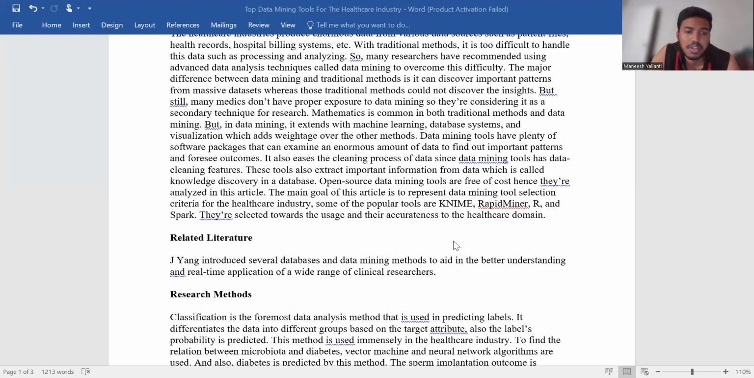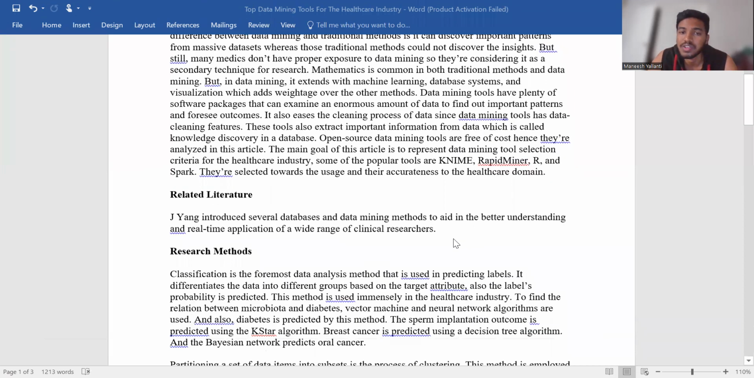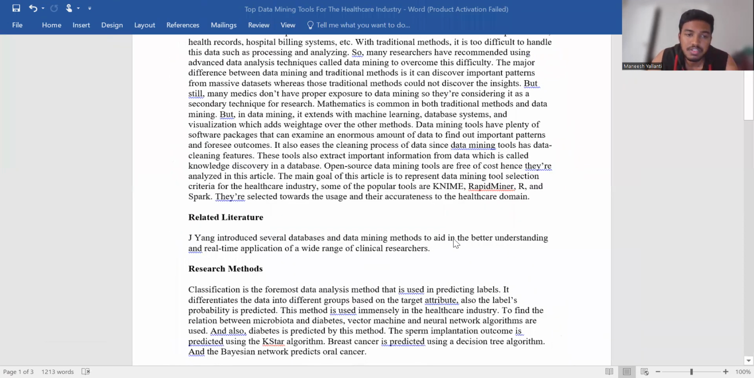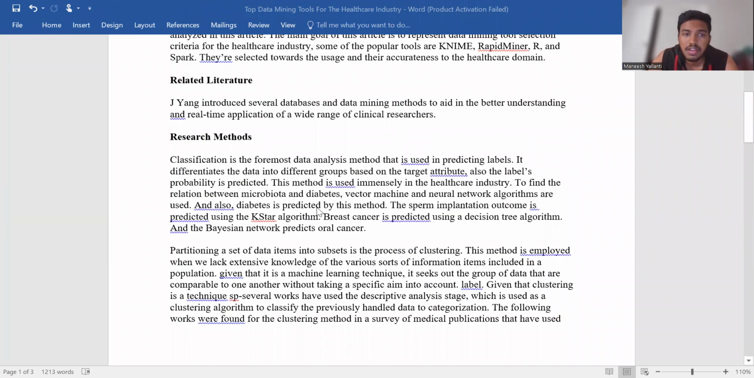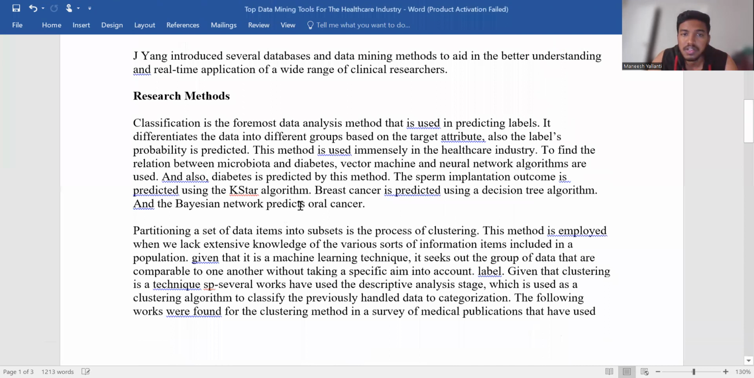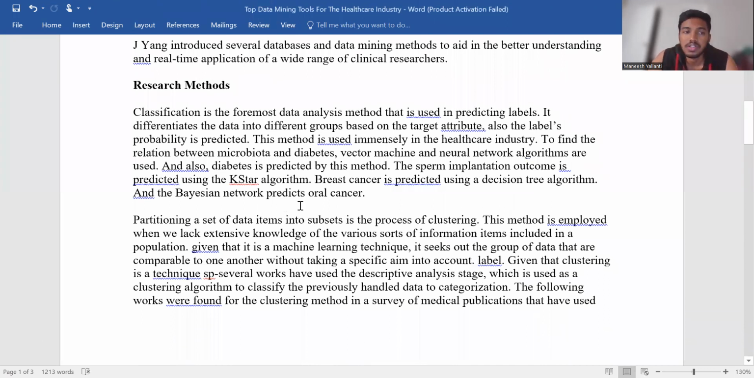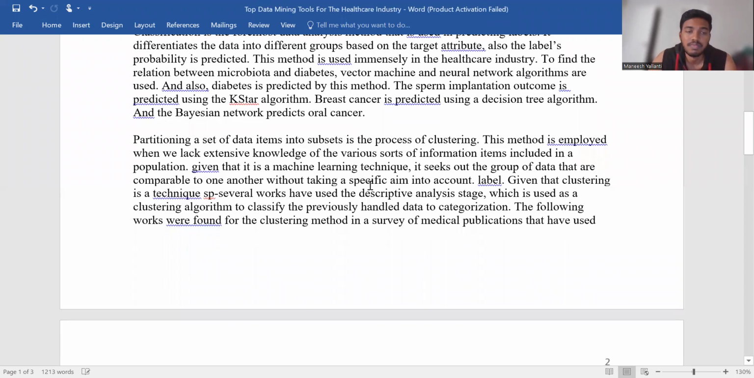Related architecture. The authors introduced several databases and data mining methods to aid in the better understanding and real-time application for a wide range of clinical researchers. Research methods. Classification is the foremost data analysis method that is used in predicting labels. It differentiates the data into different groups based on a target attribute, and the label's probabilities are also predicted. This method is used immensely in the healthcare industry to find the relation between microbiota and diabetes. Support vector machine and neural network algorithms are used, and diabetes is also predicted by this method. Burn outcome is predicted using the K-star algorithm. Breast cancer is predicted using the decision tree algorithm, and a Bayesian network predicts oral cancer.